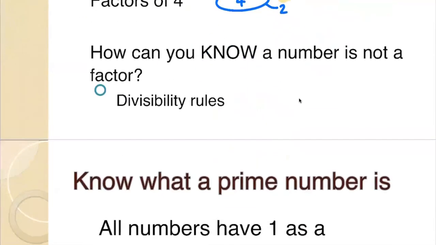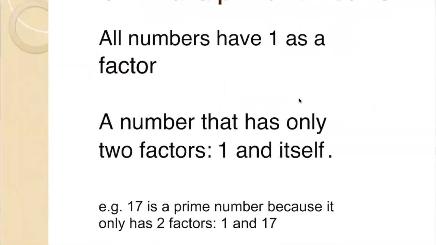So my question to you is, is 1 a prime number? Think about the rules. It has to have 2 factors, which are 1 and itself. Is 1 a prime number? The answer is no, it is not a prime number. You cannot have 1 as a prime number.